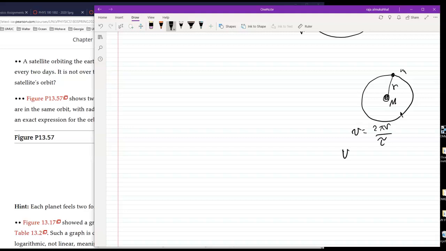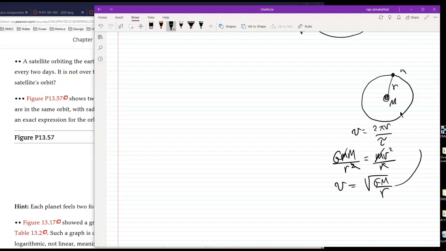And we know that the velocity, let me derive it again: GMm over r squared equals mv squared over r. Now, don't ask me how you got that. We did it already. Go back to the beginning of the lecture. We did this problem already. So the velocity in this case would be equal to the square root of GM over r.